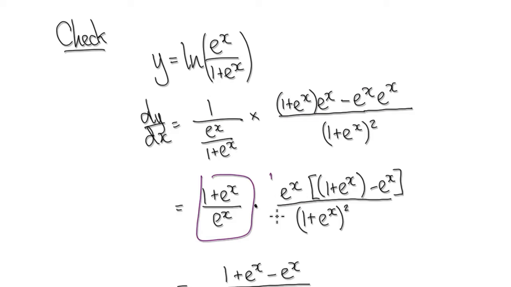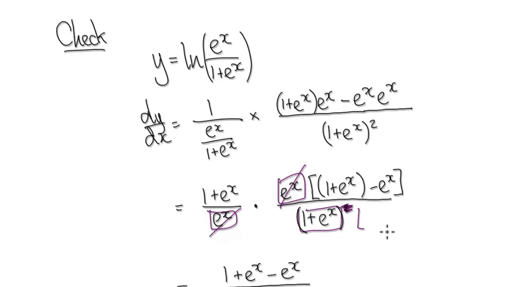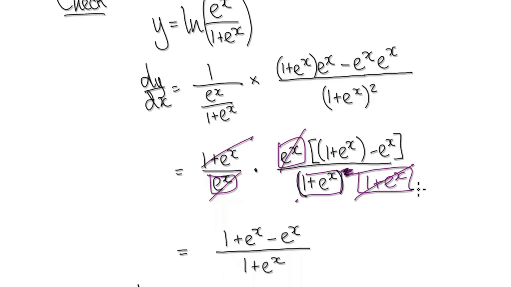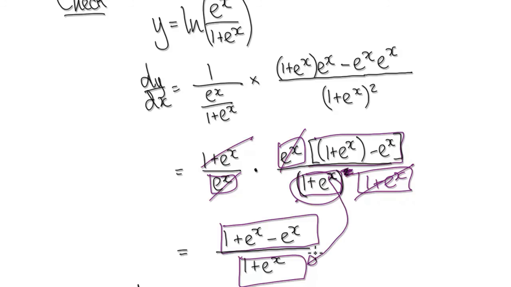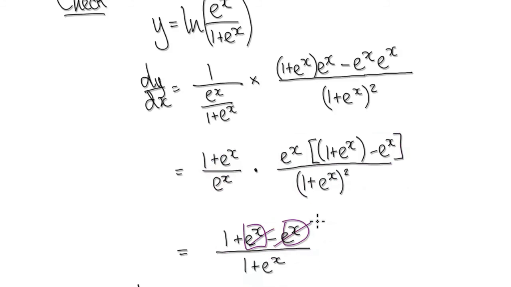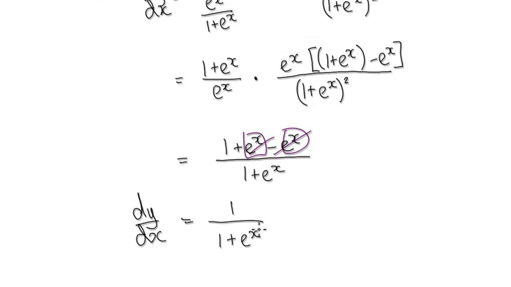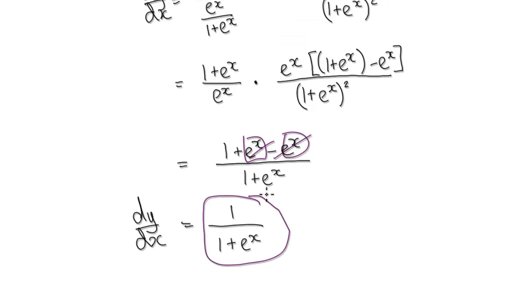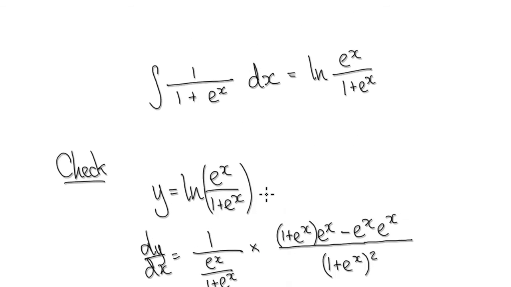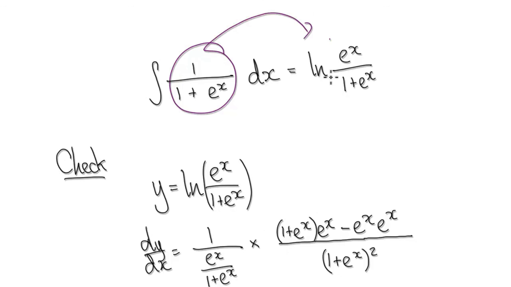So now you've got one fraction times another fraction. This block here will get cancelled out with this one here. Well, don't forget you've got 2 blocks here. So this block here will get cancelled out with this block. So that will then leave you with this thing here, over this block here. So now these 2 blocks will cancel each other out, giving you 1 over 1 plus e to the power of x, which was what we were trying to integrate all along. So in short, to integrate this, the answer is this thing here.